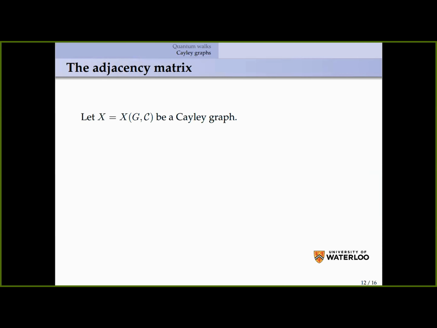So let X be a Cayley graph of a group G. And then we know that every group acts on itself by left multiplication. It also acts on itself by right multiplication, but for our purposes, we're going to look at the left multiplication. It acts on itself and it acts regularly.